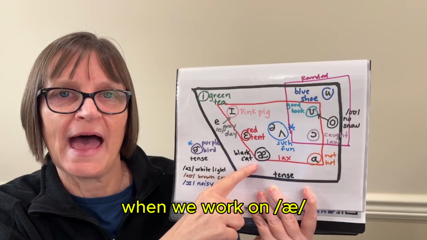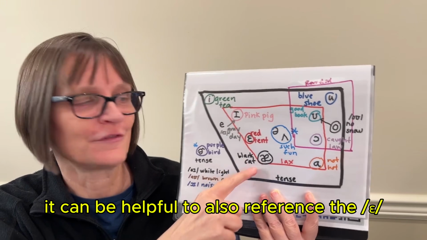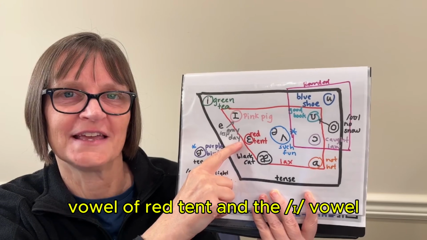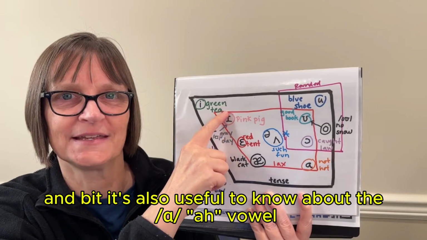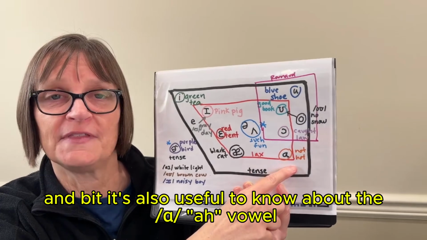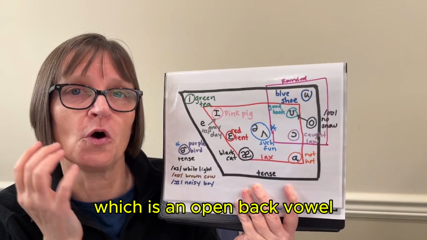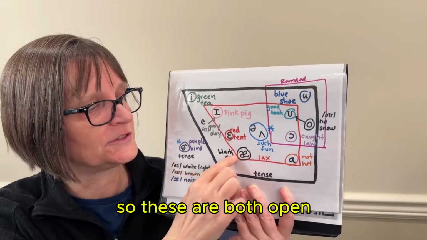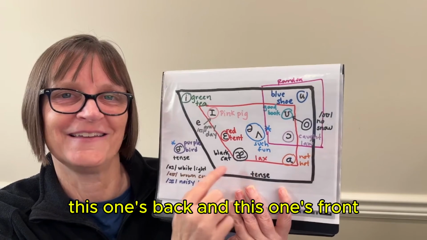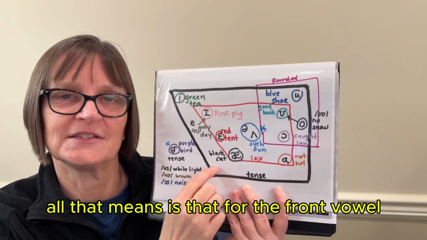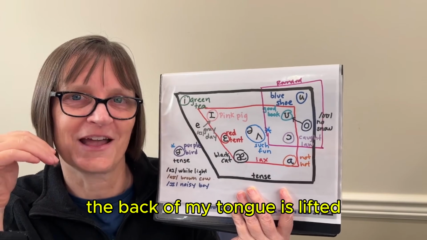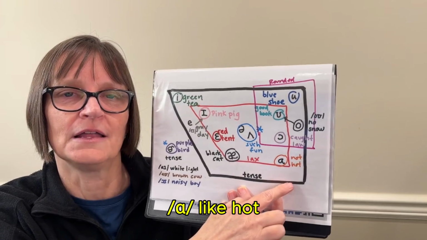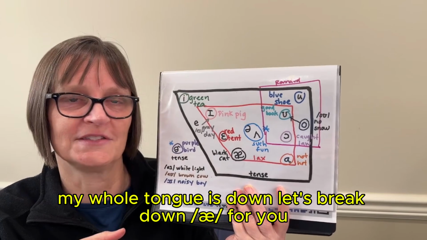When we work on A, it can be helpful to also reference the eh vowel of red tent and the I vowel, like bat, bet, and bit. It's also useful to know about the ah vowel, which is an open back vowel. So these are both open. This one's back and this one's front. All that means is that for the front vowel, like ha, hat, the back of my tongue is lifted. Ah, like hot, my whole tongue is down.